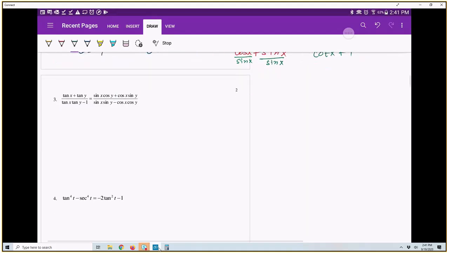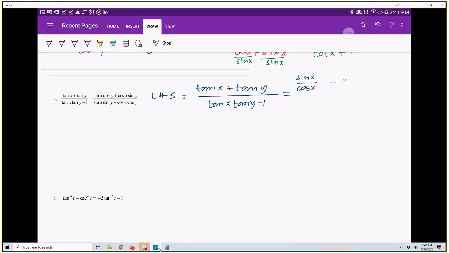So in the next problem, we are starting with the left-hand side, and the left-hand side is in terms of tangent. So it is tangent x plus tangent y over tangent x tangent y minus 1. Use the ratio identity for tangents. So sine x over cosine x minus sine y over cosine y over sine x over cosine x. Tangent y is sine y over cosine y, minus 1 is 1 over 1.